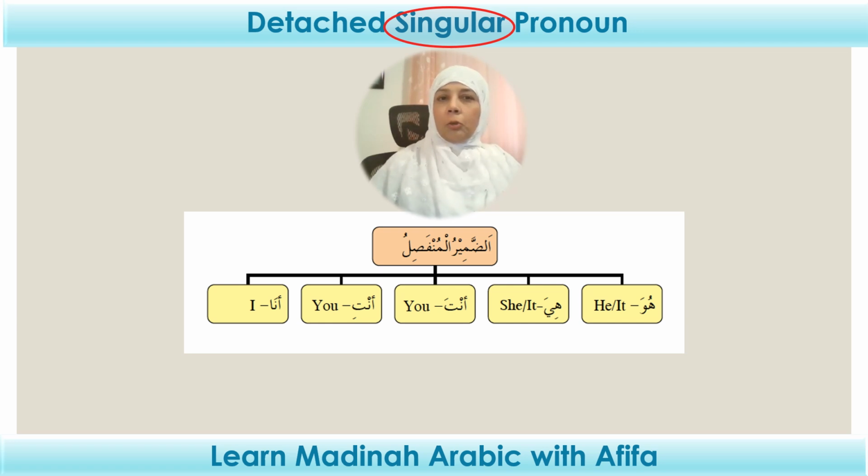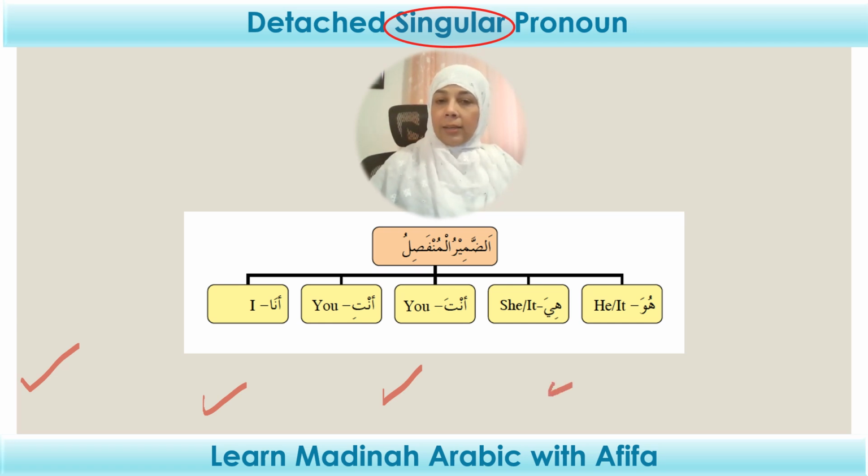Here's a chart to cover the singular pronouns that we just discussed, the detached singular pronouns. Ana is I. We talked about anta, which is you. Please note that anta is if you are speaking to a male. If you are speaking to a female, you would say anti, you. So they are both in English, you, but anta is if you're speaking to a male and anti is if you're speaking to a female.